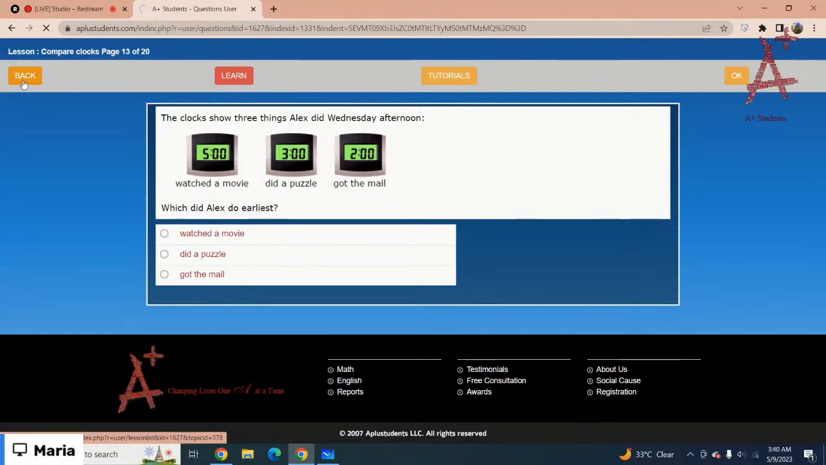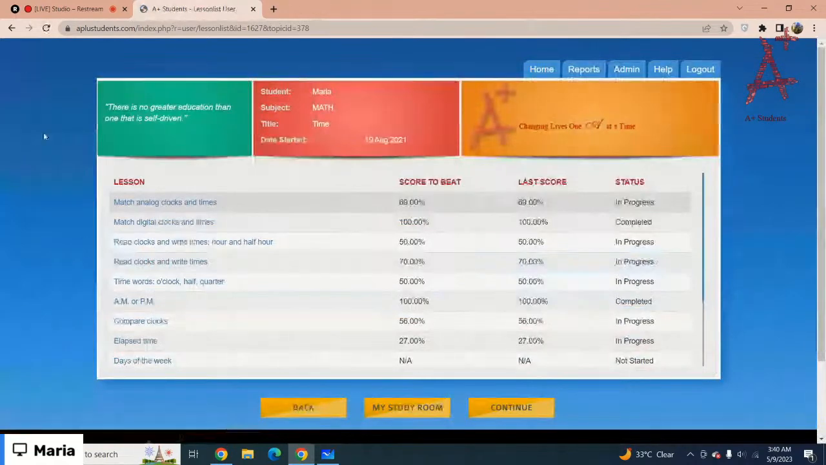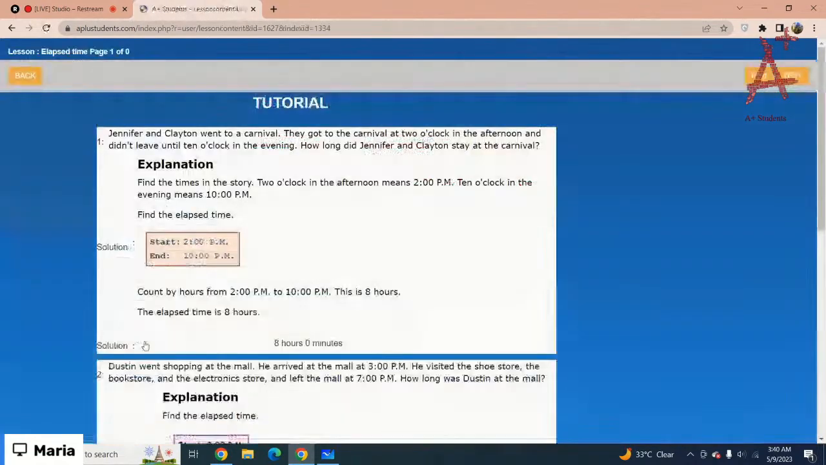And the next lesson is elapsed time. Okay, Jennifer and Clayton went to a carnival. They got to the carnival at 2 o'clock in the afternoon and didn't leave until 10 o'clock. How long did Jennifer and Clayton stay at the carnival?